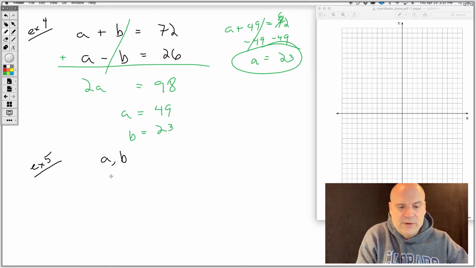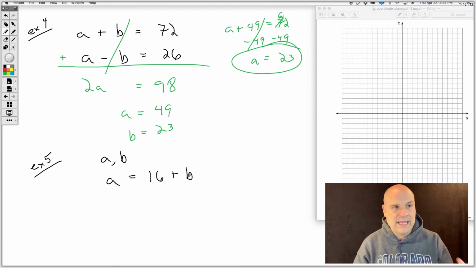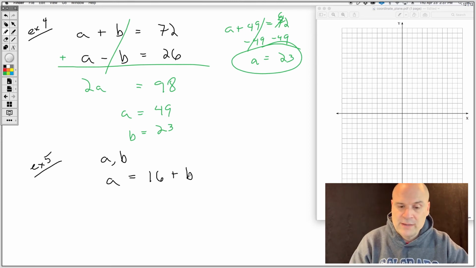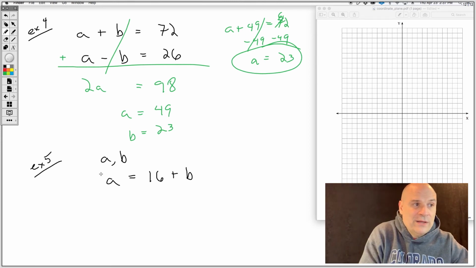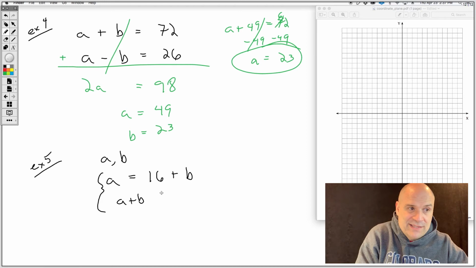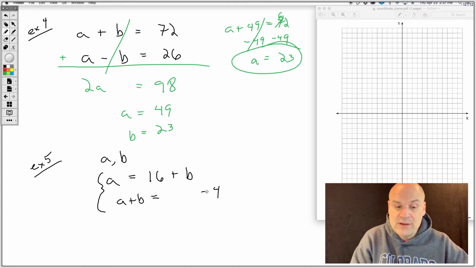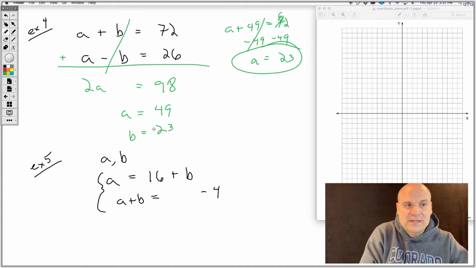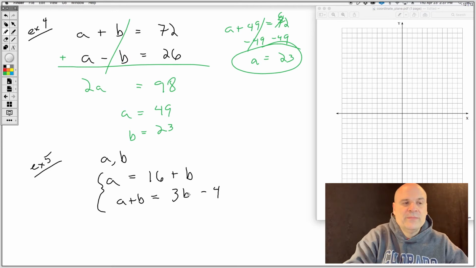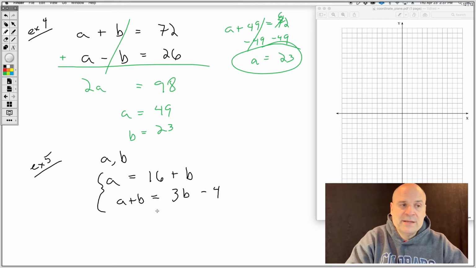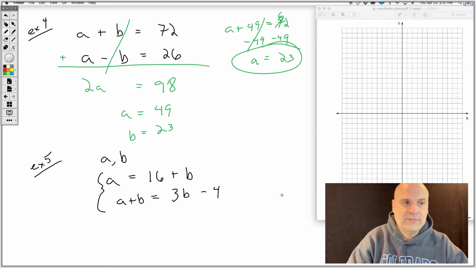Okay, so the greater of two numbers, I'm gonna say A, is 16 greater than the other. That's a direct translation. A is 16 greater than B. All right, when added together, okay, so that's one equation. When added together, A plus B, their sum is 4 less than, remember 4 less than is subtract 4. 4 less than what? 3 times the smaller. Well, the smaller is B. So when added together, A plus B, the result is 4 less than 3 times the smaller. Okay? Now we've got two equations.